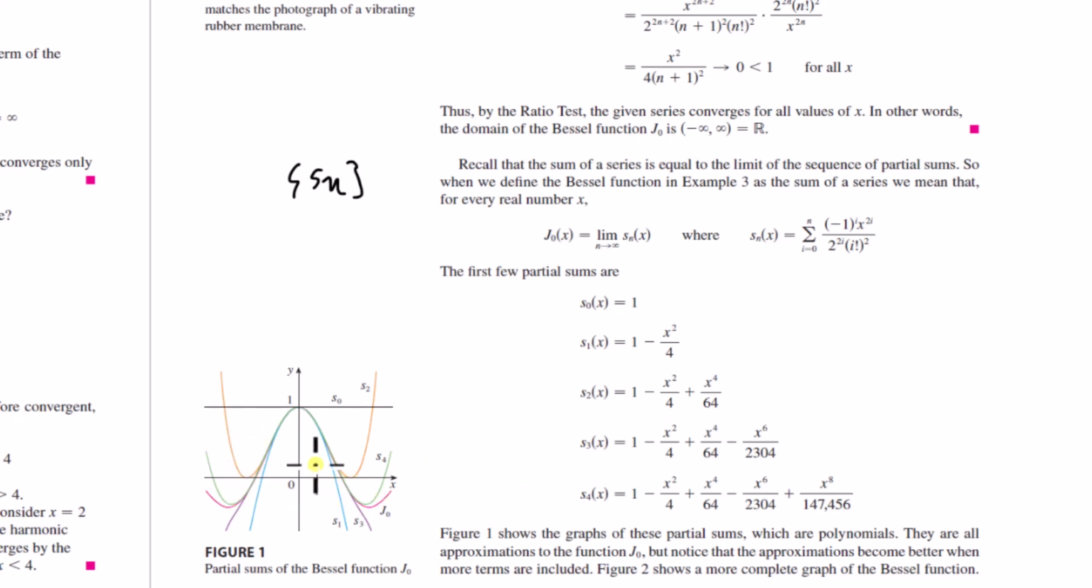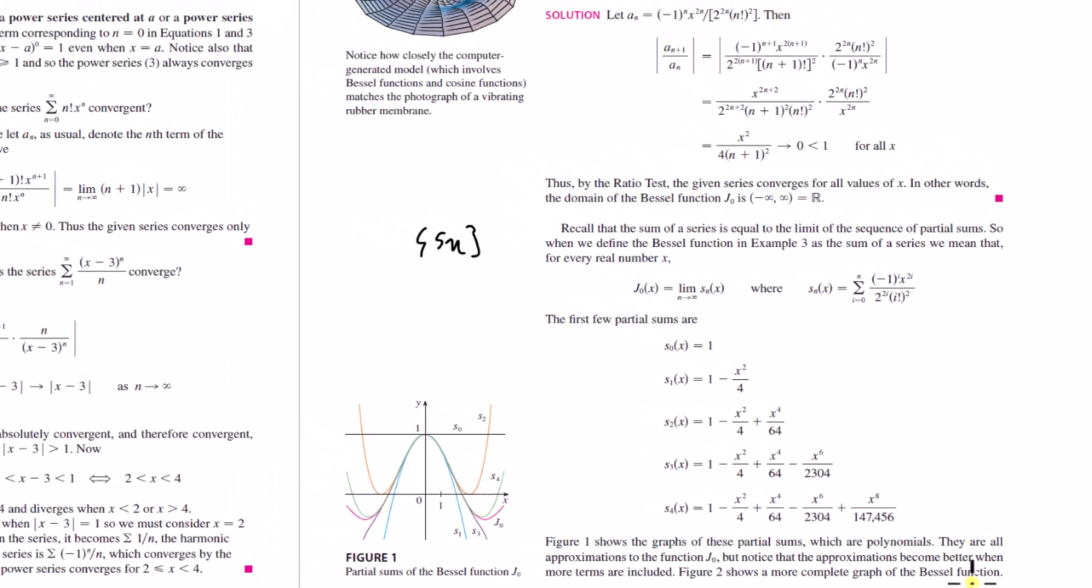And what they're saying is that as n gets bigger in this S sub n, you're going to get a plot that's closer and closer to the actual function, the actual infinite sum. Figure 1 shows the graphs of these partial sums, which are polynomials. They are all approximations to the actual function. But notice the approximations become better and better when more terms are included. Figure 2 shows a more complete graph of the Bessel function.